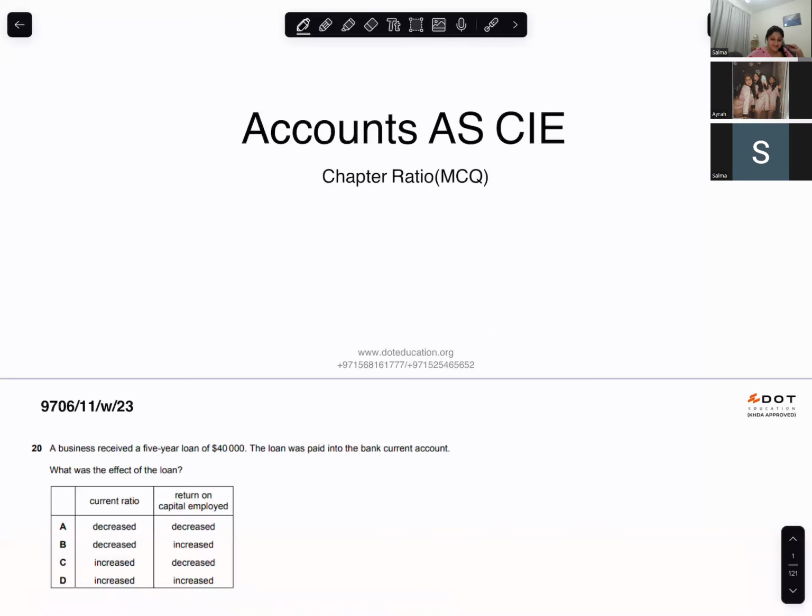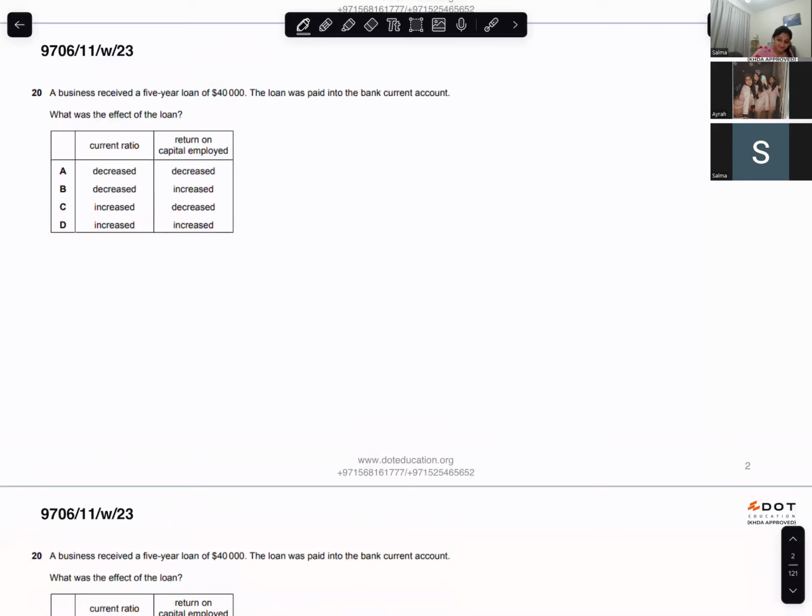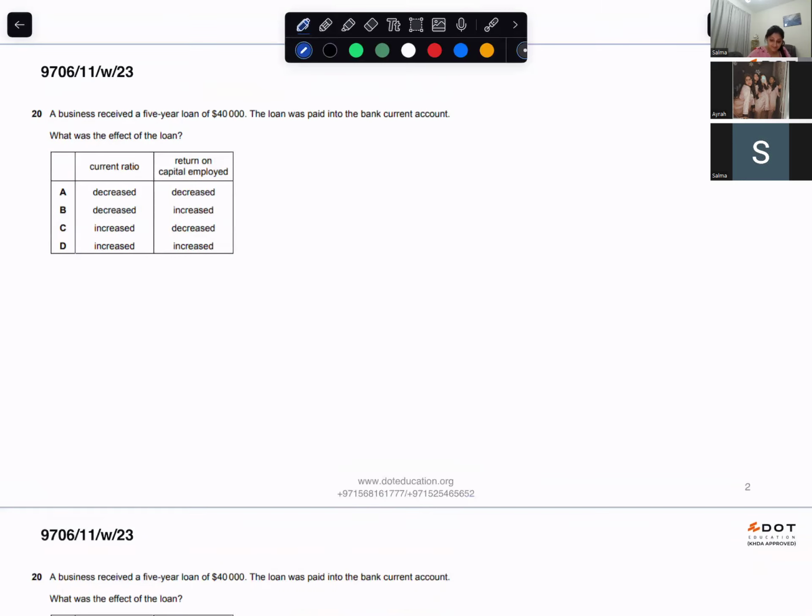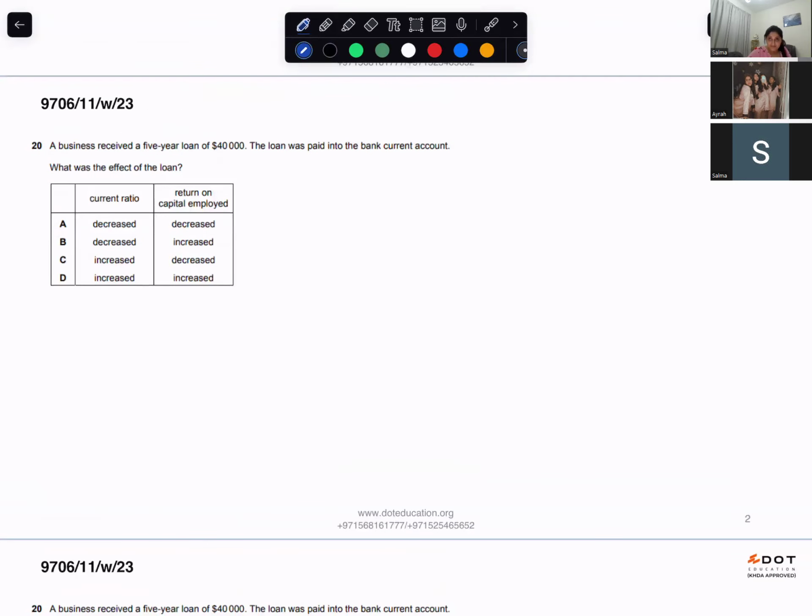We are doing MCQs related to ratios. Can you please read the question? Business received a 5-year loan of $40,000. The loan was paid into the bank current account. What was the effect of the loan?